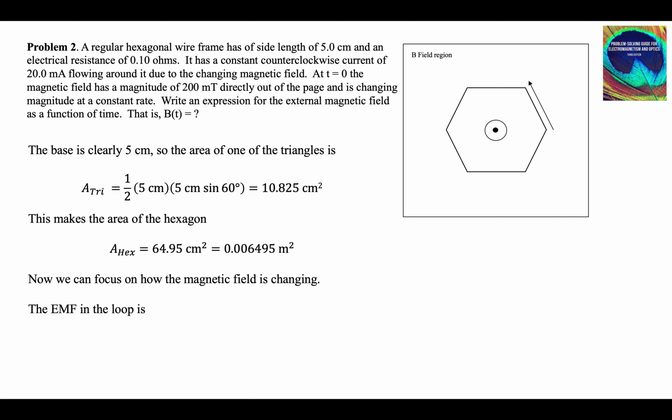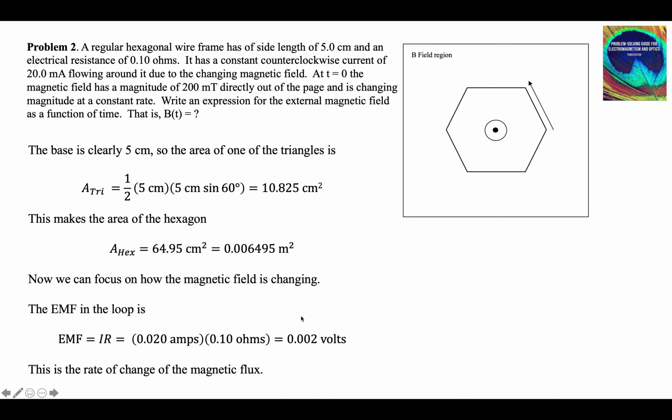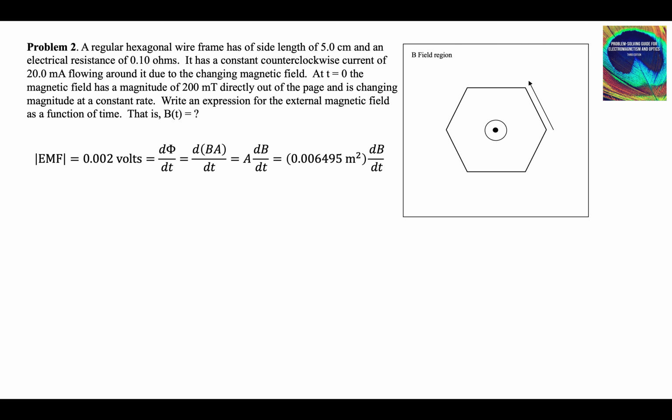Now we can focus on how the magnetic field is changing. The EMF in the loop, which is producing the current, is IR. I is 20 milliamps, 0.02 amps. The resistance is 0.1 ohms, so the EMF is 2 millivolts, 0.002 volts. This is the rate of change of the magnetic flux, d flux dt. The flux is B times A. The area is constant. We have to put it in there.